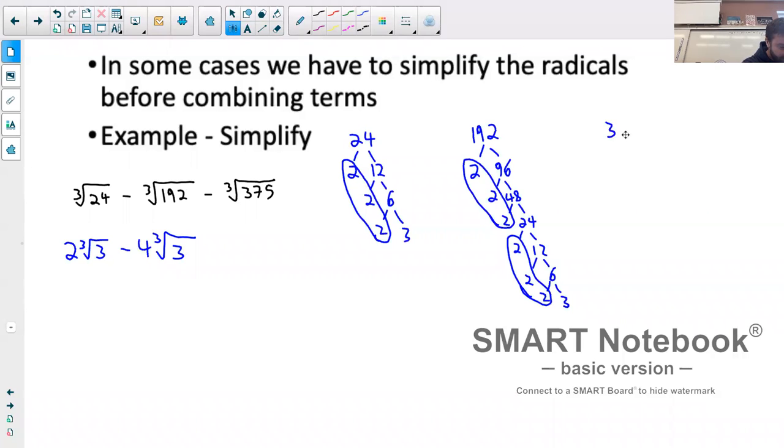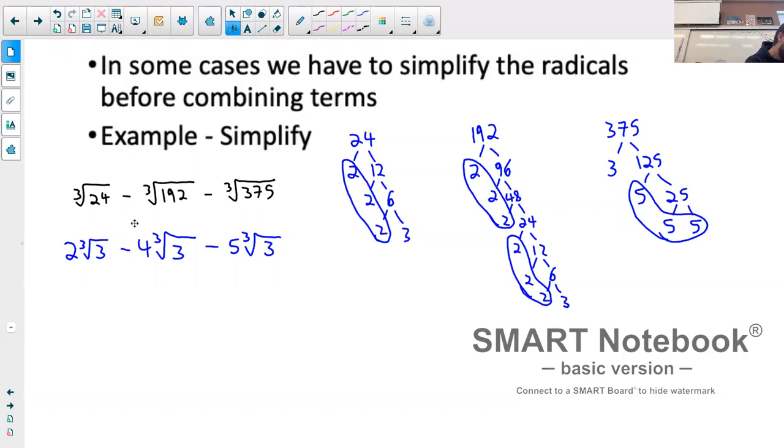Lastly, we have our 375. 375 is the same as 3 times 125. 125 is 5 times 25. 25 is 5 times 5. So that gives me a 5. So I have minus 5 cube root of, I had a 3 remaining.